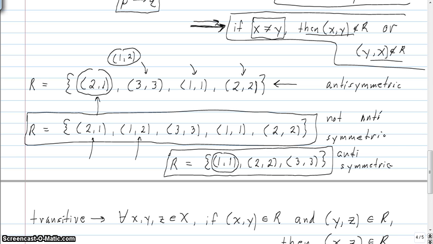The reason I mention that is because you can't just automatically say, well, since my relation is antisymmetric, it cannot be symmetric. Normally that would make sense, and normally that would probably be the case, but not always. You might have a weird case like this where your relation is both antisymmetric and symmetric.